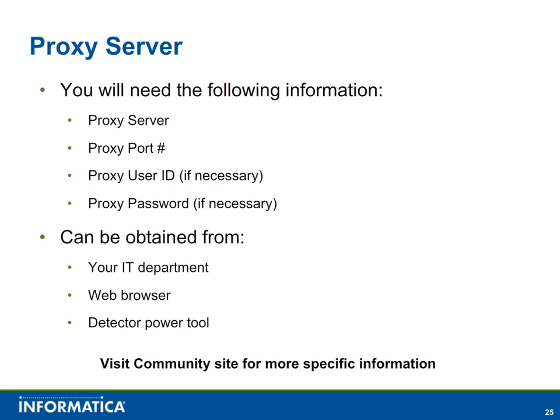To configure proxy server settings for the Informatica Cloud Secure Agent, you must first obtain your proxy server information, including your proxy server name, port number, and user ID and password if required. In most cases, you can obtain this information from your IT department. In some cases, you can discover the information using your web browser or a detector application available on the Internet. If you run into problems with using a proxy server with the agent, visit the Informatica Cloud community site for more information.